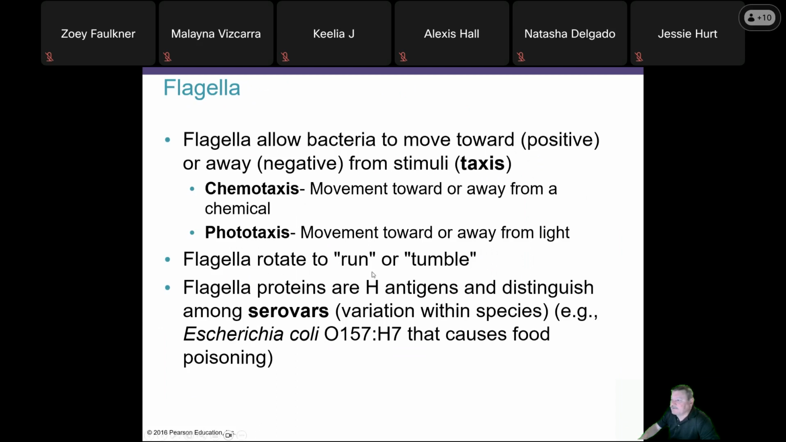All right, so again, flagella are going to rotate to run or tumble. And these can act as antigens, and that can help us to pick out serovars or variations within species. So E. coli, the good stuff is in our gut right now, doing what E. coli does. It helps break down our food. But if it's O157:H7, then that one causes a toxin to form, and that can make you very sick. So there are different serovars, or different variations within the species.